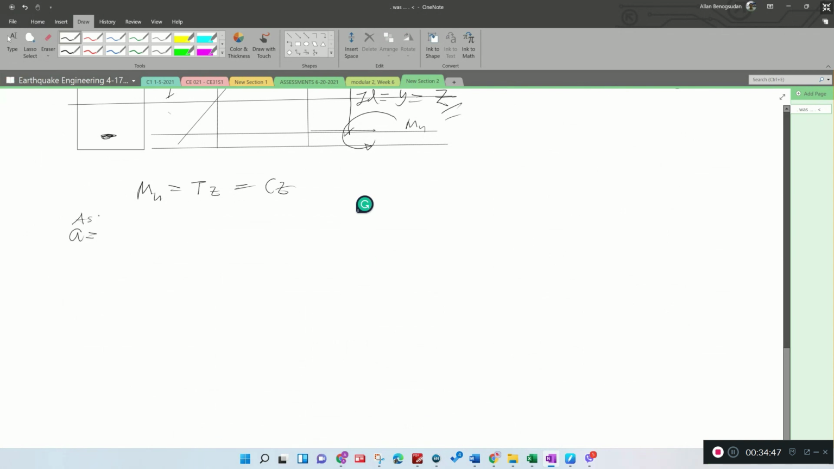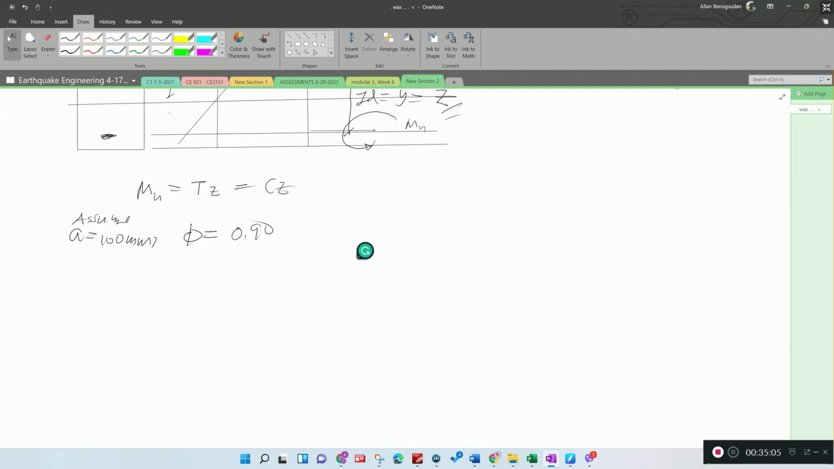Assume a is equal to 100 mm. Okay, and b, of course, let us say that this one is a tension-controlled beam, so you have 0.90. Okay, you have 0.90, and next is that you have to determine the d. Okay, what is the d?